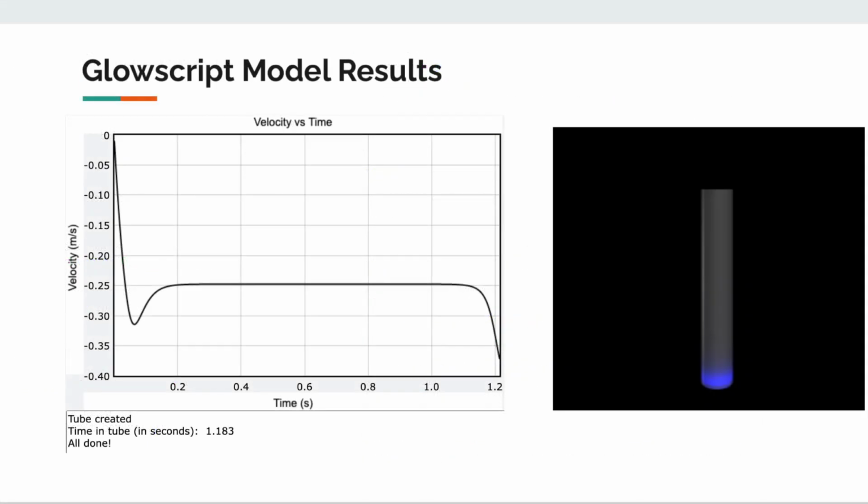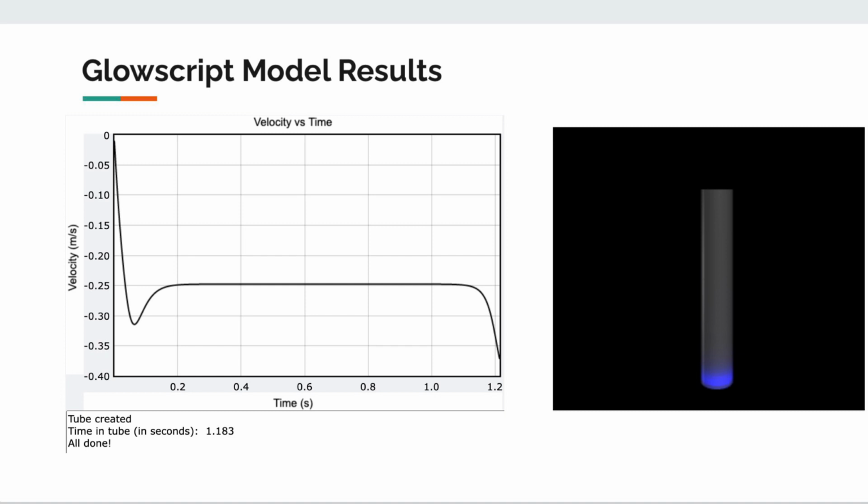As you can see here, at the results of the GlowScript model, we see the velocity and time plot, that they end up getting the total time in the tube being 1.183 seconds. And we see on the right here the model of the magnet going down through the aluminum tube.